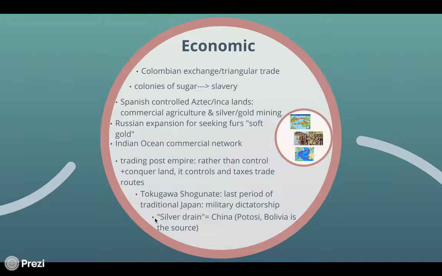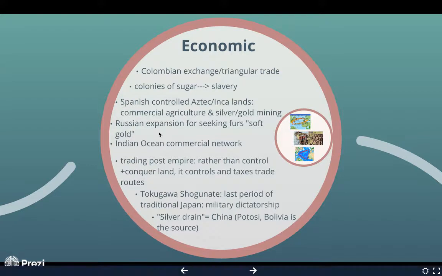Potosi, which is a place in Bolivia, was the source of the silver. It was a giant silver mine. So Russia, like I said before, expanded east, looking for furs, which were referred to as soft gold.